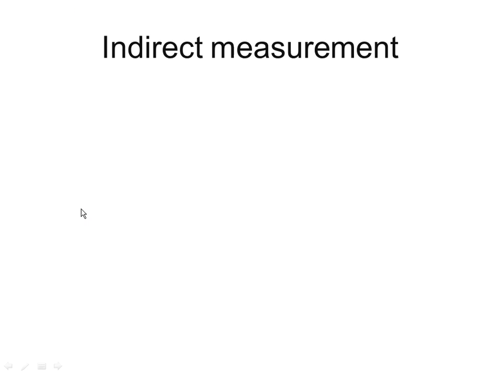What we're going to cover today: indirect measurement. We probably mentioned indirect measurement a couple of classes ago. Indirect measurement is measuring something but not measuring it directly, so not actually using a tape measure, ruler, or something to measure whatever it is that you're dealing with.